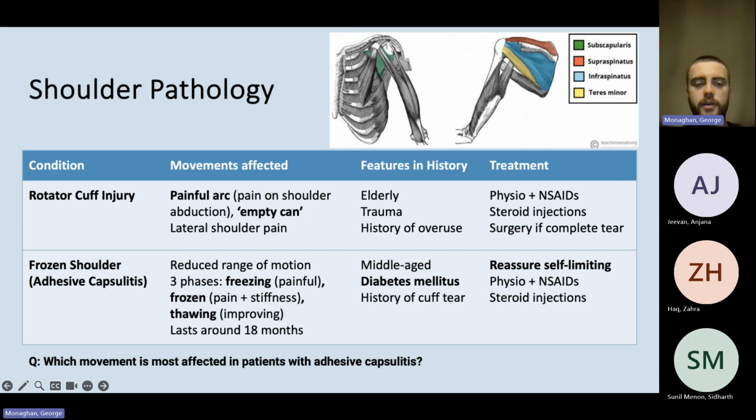Yeah, and then there should be a question. So the question here: which movement is most affected in patients with adhesive capsulitis? If anyone knows. Okay, so external rotation is the movement that is affected the most in adhesive capsulitis.